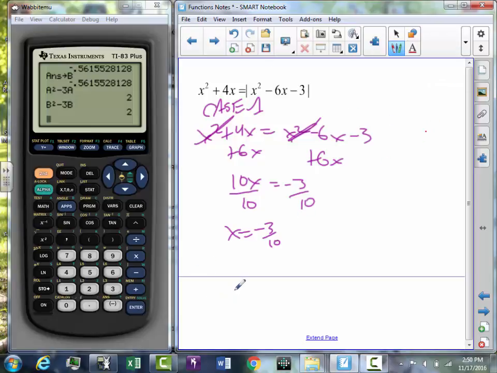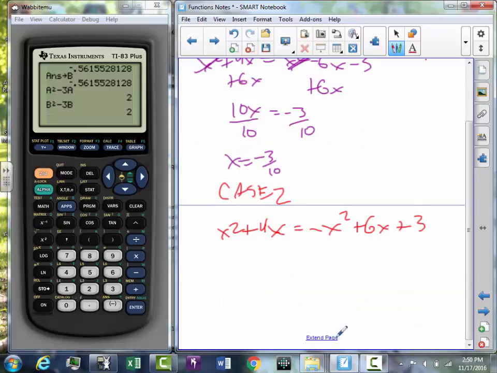For the other one, you'll have case 2. You'll have x squared plus 4x, but this time it's the negative version of this. So to save time, I'm just gonna flip all the signs, if you guys can follow that, right? So I'll make it a negative x squared, I'll make it a positive 6x, and a positive 3. You know how last time our x squared cancels? Sorry.